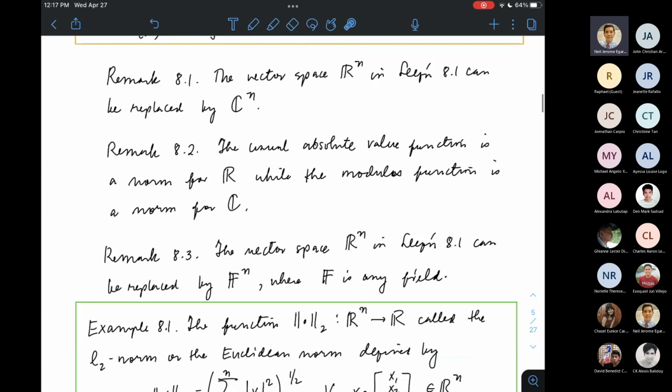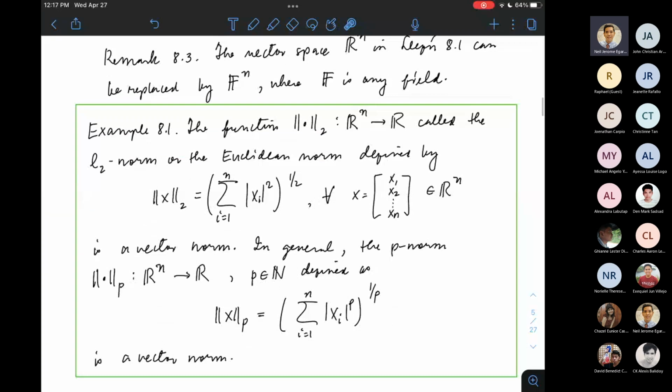Okay? Magpapakilala lang ako ng ibang mga norms. Pero specifically, ito ay mga norms kay R to the power n. Okay, so vector space. And usually this is taken when n is greater than 1. Pero nag-work din to kapag n is equal to 1. Pero ang gusto nating tingnan ngayon, yung mga mas malalaking dimension. Tama? So una sa example 8.1, ito yung tinatawag natin na Euclidean norm. Okay? Tapos to denote it, naglalagay lang tayo ng usual norm bar, tapos may subscript na 2.